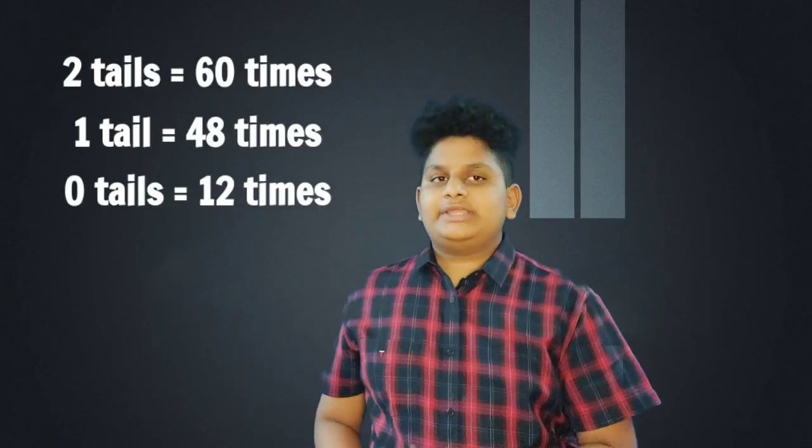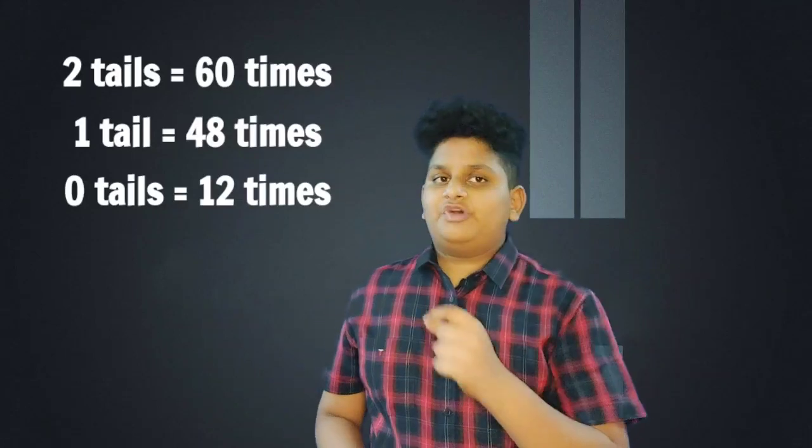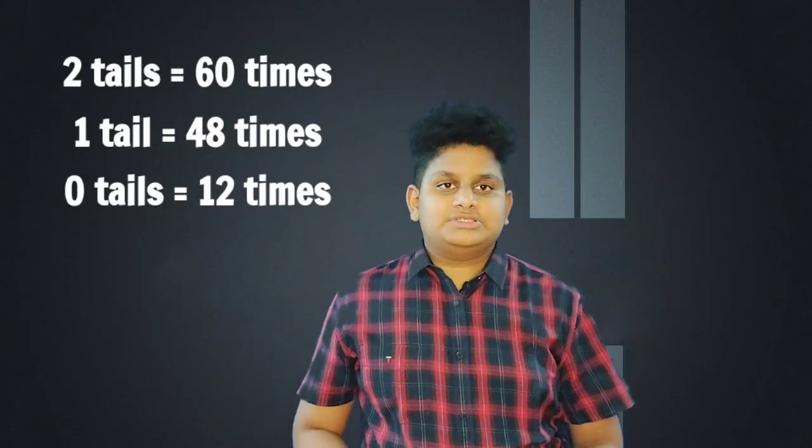Now let's do a bit more complicated one. The question is, 2 coins are tossed simultaneously 120 times. Here, 2 tails come 60 times, 1 tail comes 48 times and 0 tails come 12 times. Find the probability of 2 tails, 1 tail and 0 tails. If you want to try it, just pause the video and answer it.